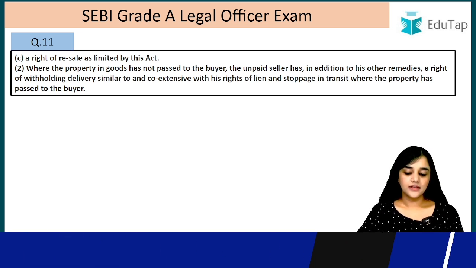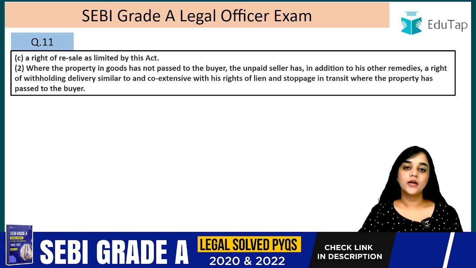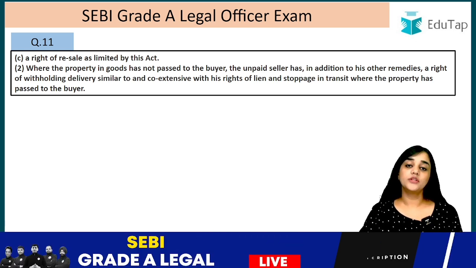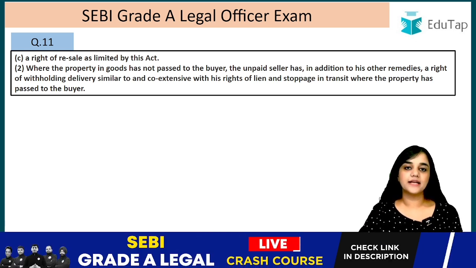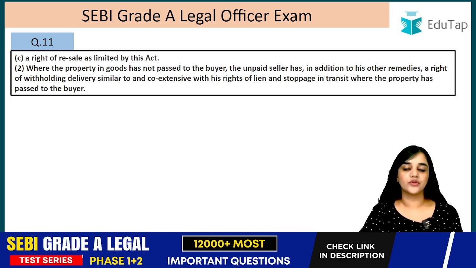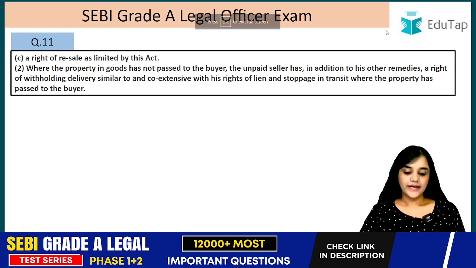So he has the right to withhold the delivery. This is also similar to lien only, but in this case the property in goods has not been transferred, right? Withholding of delivery is also termed as quasi-lien. It is a kind of lien only, but there is a very thin line of difference, and the difference is that the property in the goods has not been transferred, and in lien the property in the goods has been transferred, right?